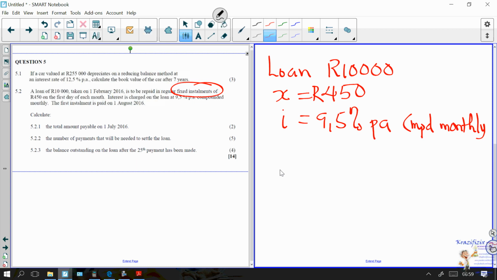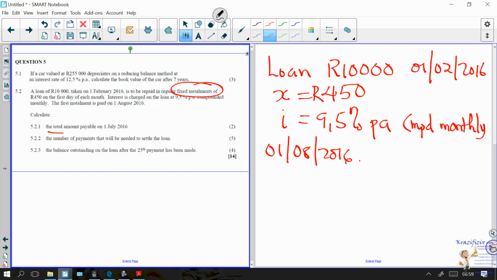The first installment is paid on the 1st of August, 01/08/2016. By the way, the loan was taken 01/02/2016. Okay, let's look at the question. Calculate the total amount payable on the 1st of July 2016.